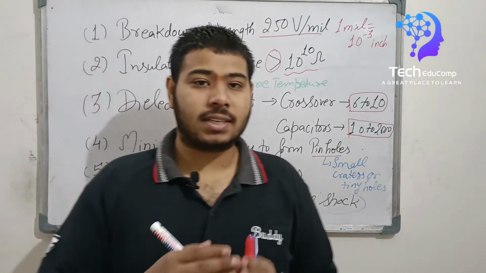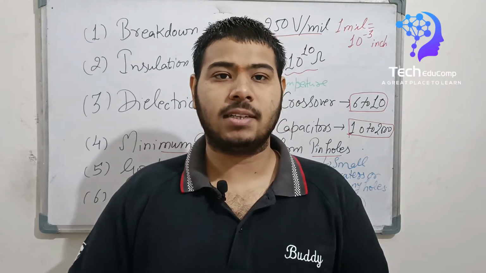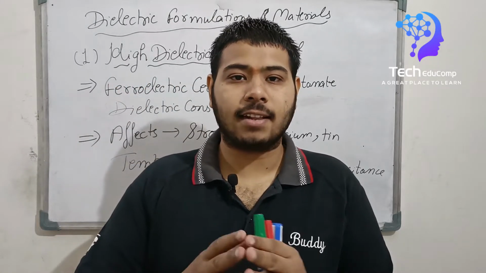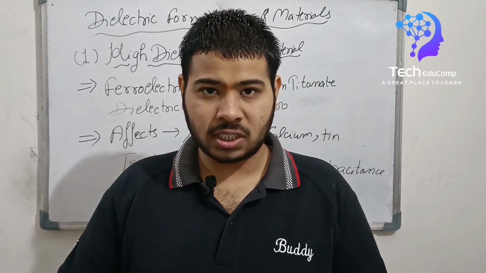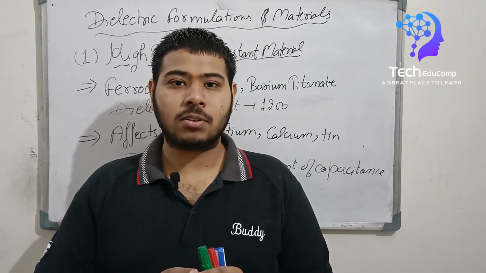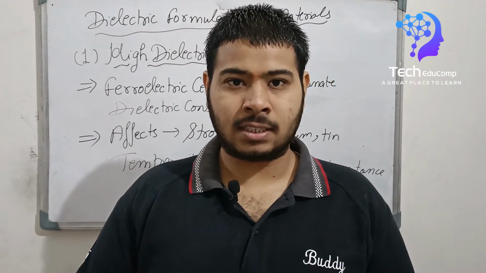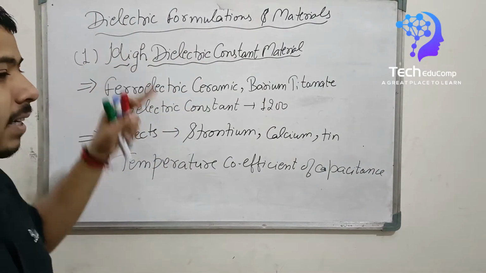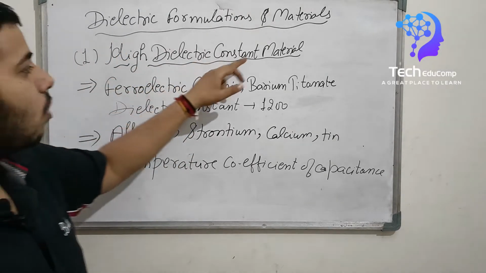Now let's move on to the next topic, which is the formulations and the materials that are used in making these dielectrics. In this, certain crystalline glass formulations are used as binders. The vehicle for dielectric paste is similar to that of a conductor paste, but it consists mainly of organic solvents like methanol, ether, etc. The materials are of two types. One is high and the second one is low. Let's talk about the first one, the high dielectric constant material.